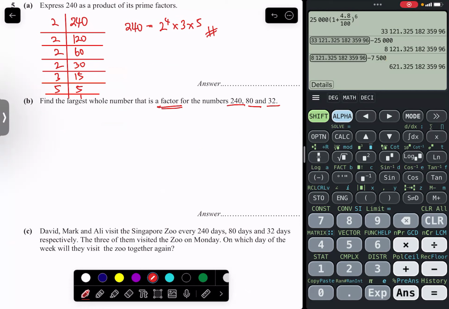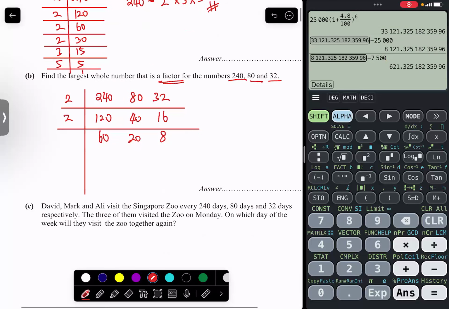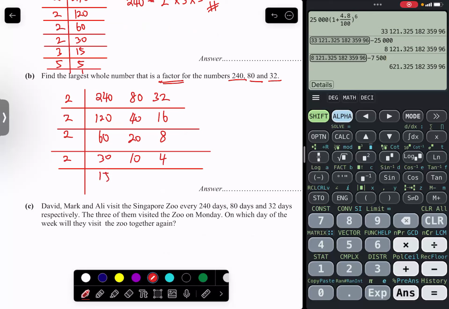So the question is really asking for the HCF. When we want to do this, we can just list down the numbers 240, 80, 32, and then factorize until we can't divide by the same number anymore. Divide by 2: 120, 40, 16. Everybody still can divide by 2, so we divide again: 60, 20, 8. Still can divide by 2, we continue, so we get 30, 10, and 4. Still can continue, divide by 2, so we get 15, 5, and 2.